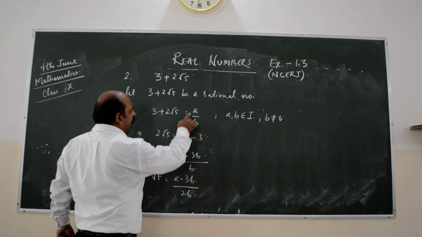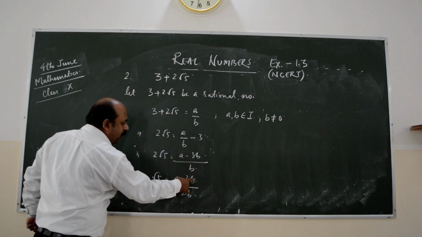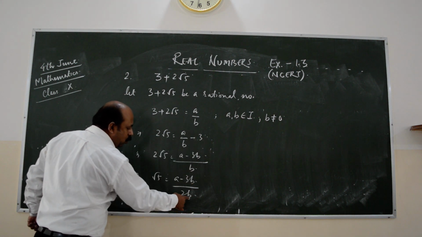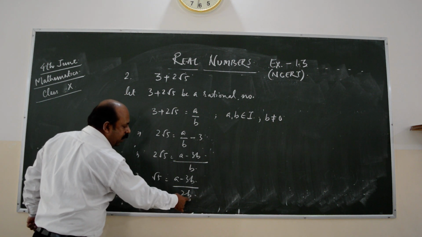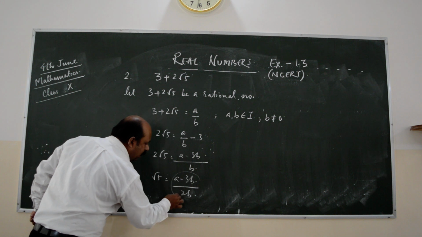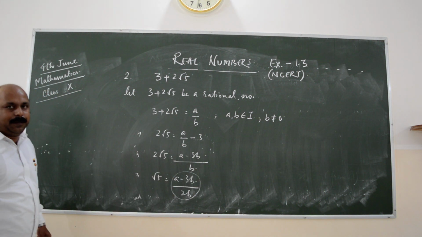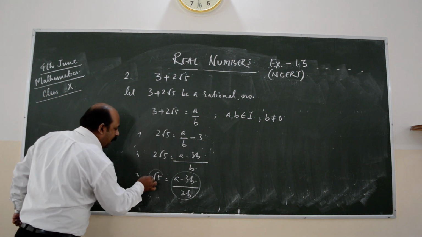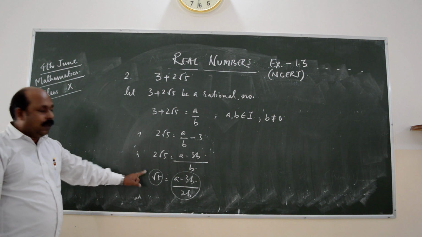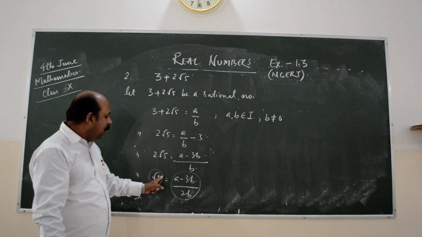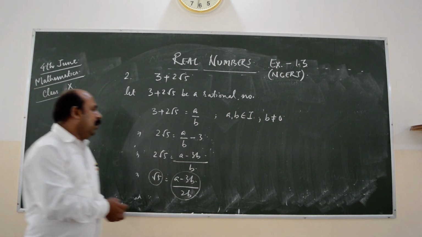So clearly a and b being integers, b not equal to 0, a minus 3b is also an integer, 2b is also an integer, and b not equal to 0, so 2b is also not equal to 0. It means the number obtained on the right hand side is a rational number. But it is given in the question and we have proved just now that root 5 is an irrational number. So how can an irrational number be equal to a rational number? This is not possible.